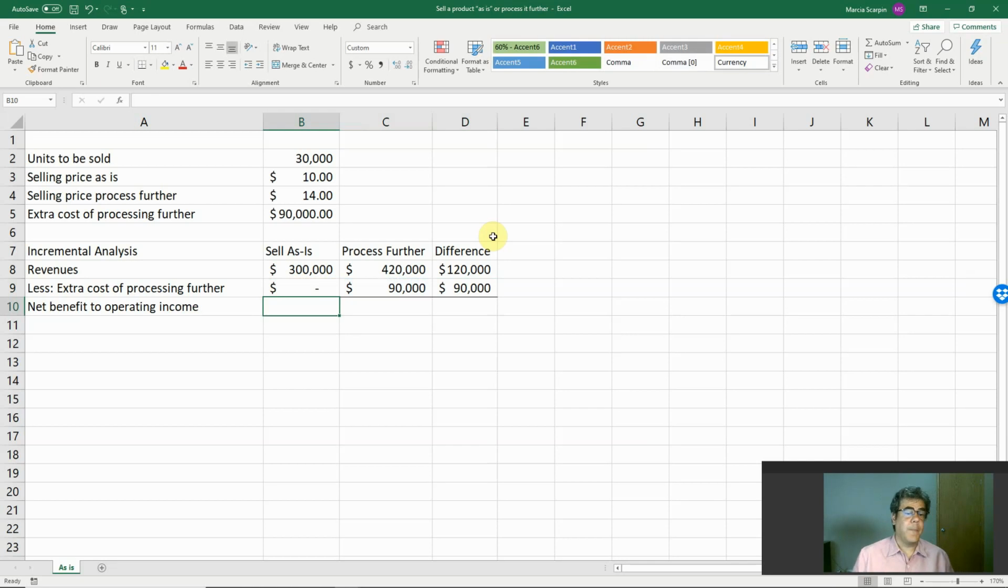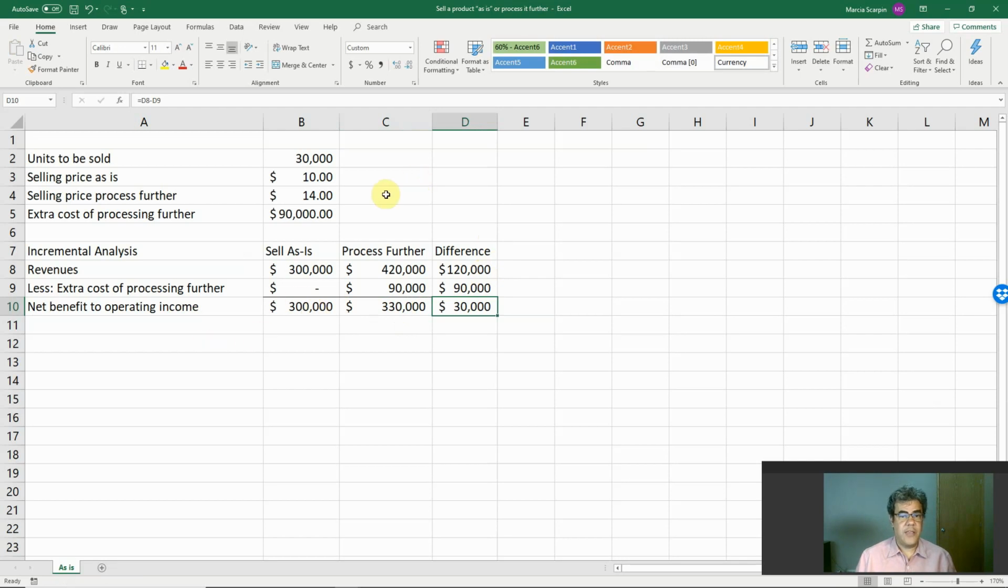Net benefits to operating income, revenue less extra costs. So net benefits will be $30,000 because our operating income, if we sell it as is, will be 300,000. If we process further, 330, and our difference will be 30. 120 less 90 or 330 less 300.